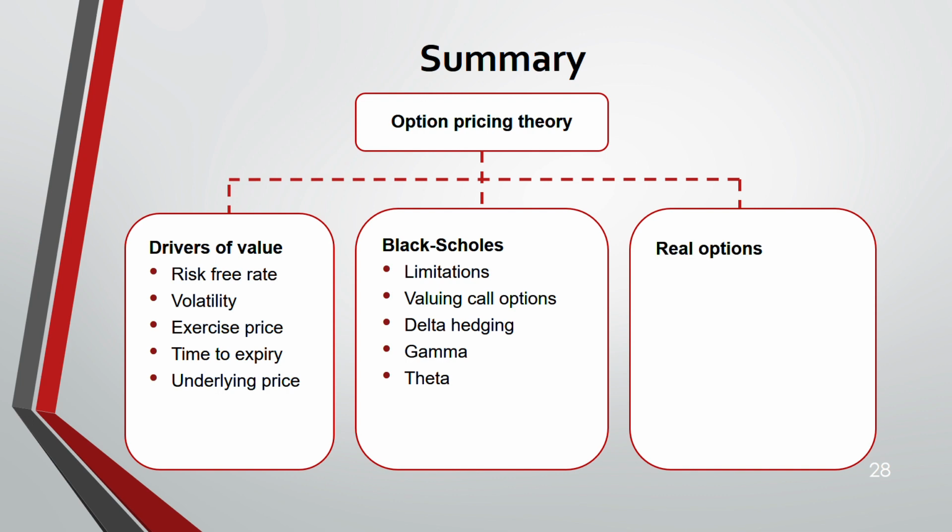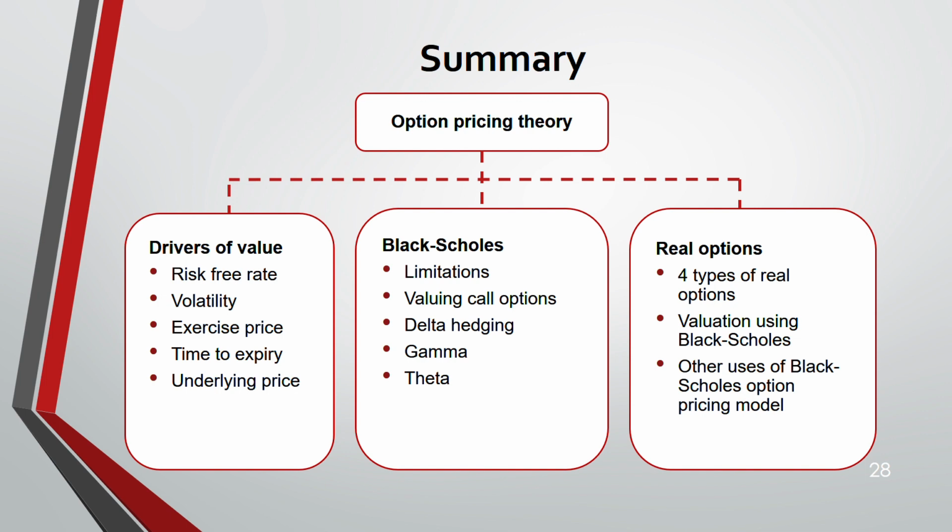Then we went through real options, the 4 types of real option. Option to expand and option to delay are examples of call option. Option to abandon and option to switch are put option. Option to abandon, option to switch, only discussion part will come. Okay. Then we valued using Black-Scholes option pricing model, where we changed some variables, especially exercise price and the underlying price. When it comes to real options, we did some adjustments. So that's it. And also the other uses of Black-Scholes option pricing model to value equity and debt.